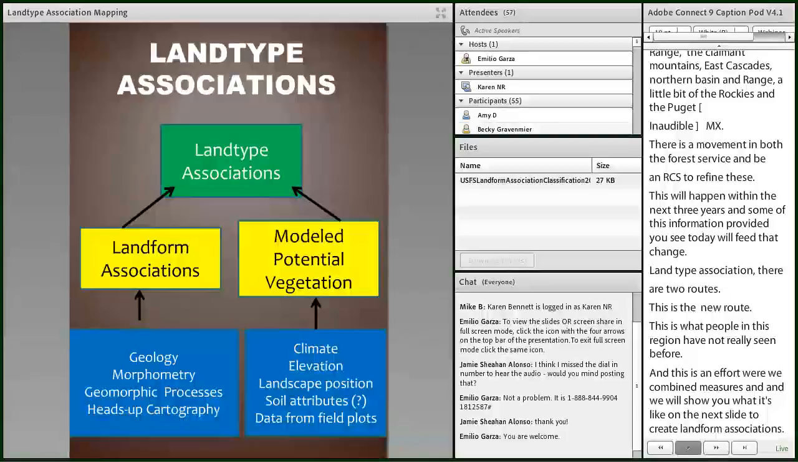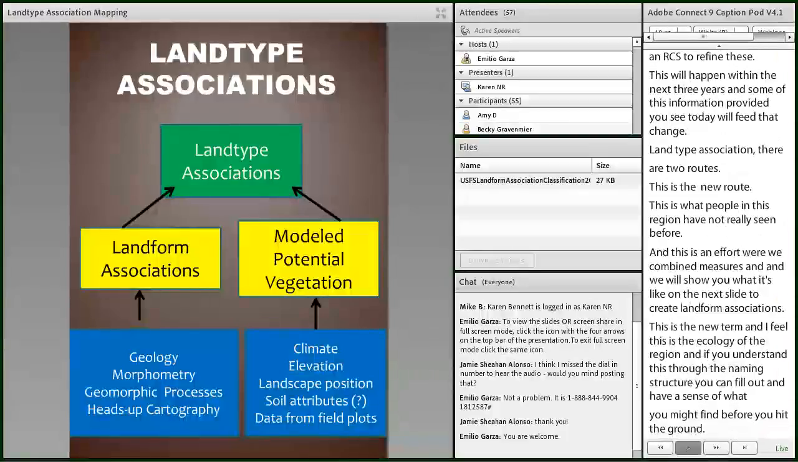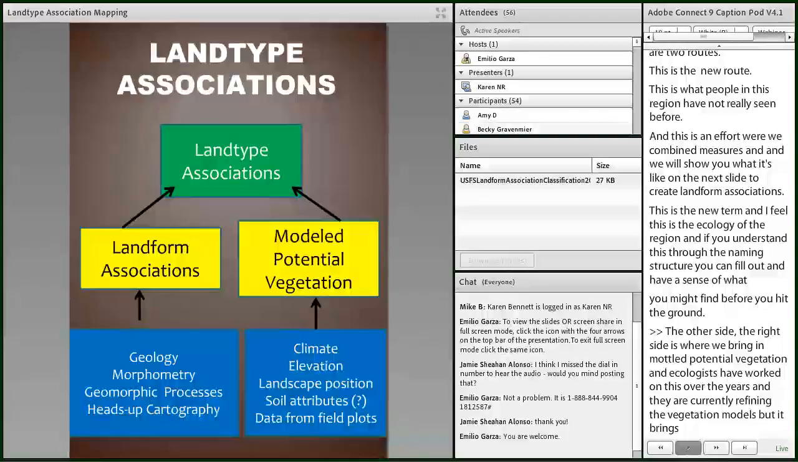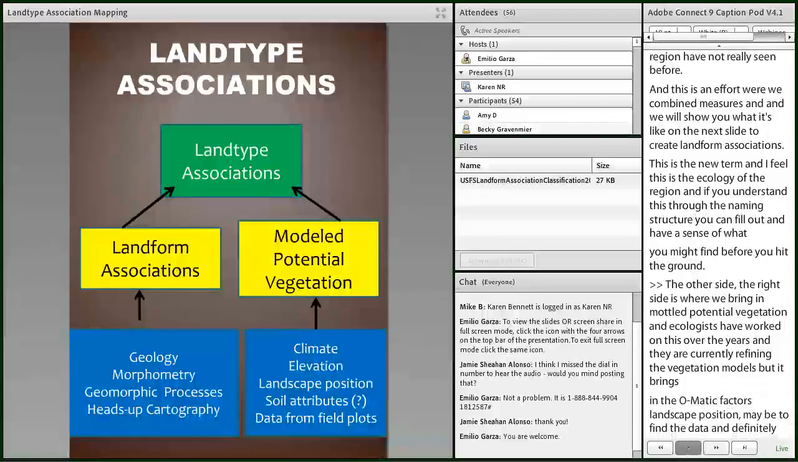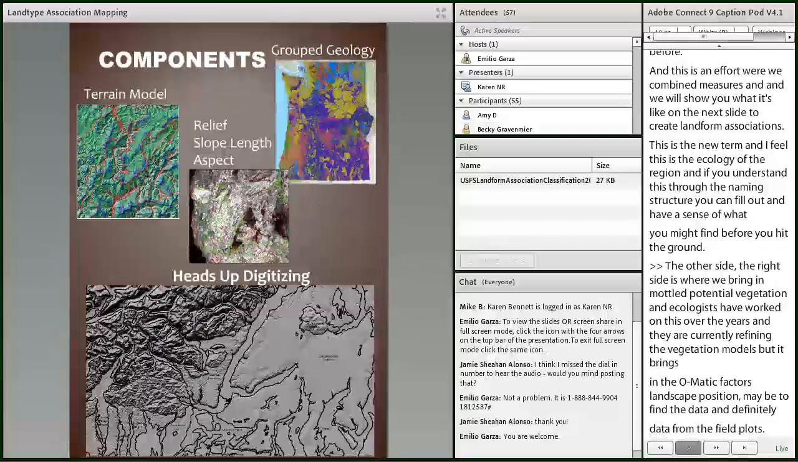The other side, the right side of this, is where we bring in modeled potential vegetation, and the ecologists have worked on this over the years. They're currently refining their potential vegetation model, but it brings in the climatic factors, landscape positions, maybe soil attributes if they could find the data, and definitely data from their field plots. And they use a regression model to model vegetation. So when you combine the landform associations and the vegetation, that's when you get the land type associations. And that's the ultimate end product of this that I'll be showing you today.